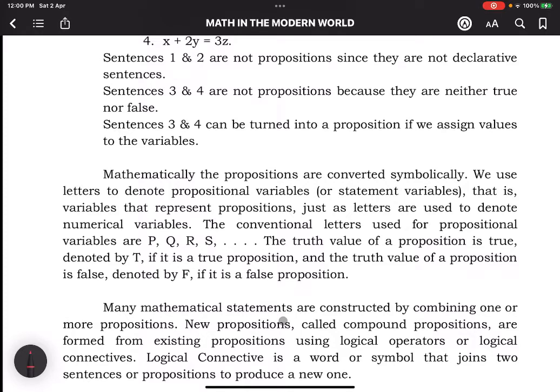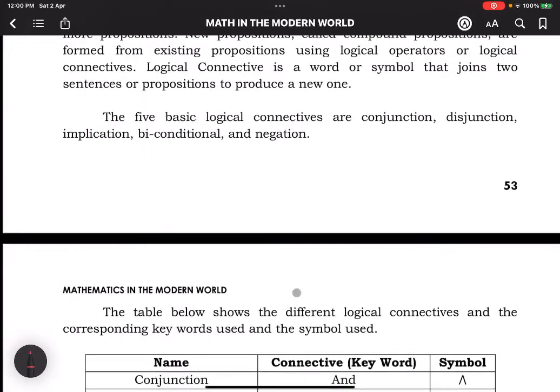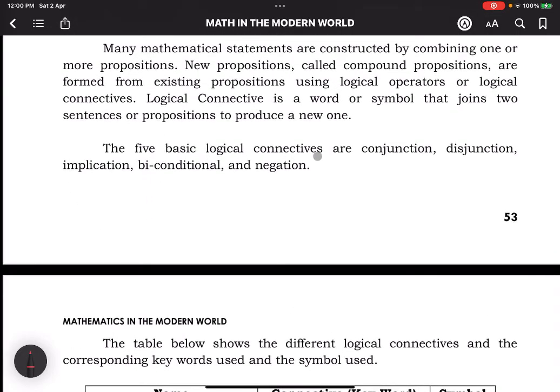Many mathematical statements are constructed by combining one or more propositions. New propositions, called compound propositions, are formed from existing propositions using logical operators or logical connectives. Logical connective is a word or symbol that joins two sentences or propositions to produce a new one. The 5 basic logical connectives are conjunction, disjunction, implication, biconditional, and negation.